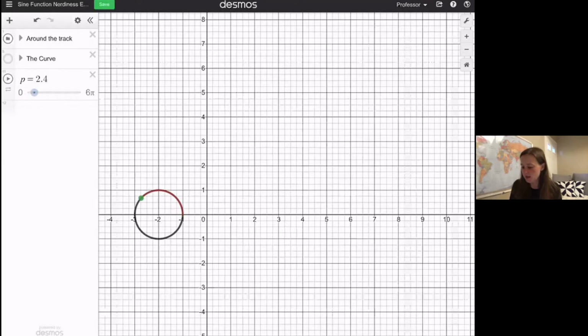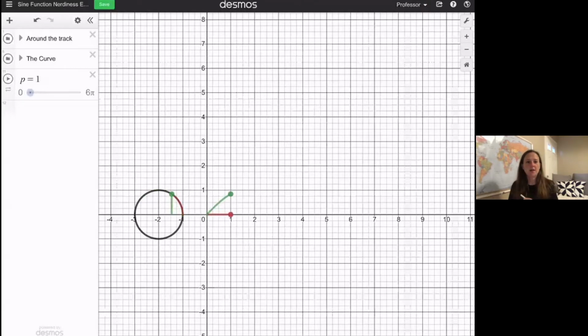Okay, so you're going counterclockwise around this circle, and the red distance is how far that you've traveled around this track. All right, so I'm going to take us back to the start, and then I'm going to draw a curve off to the right. It's going to start off at the origin. All right, so what this curve is going to do, on the x-axis, it's going to track your distance as a straight line distance.